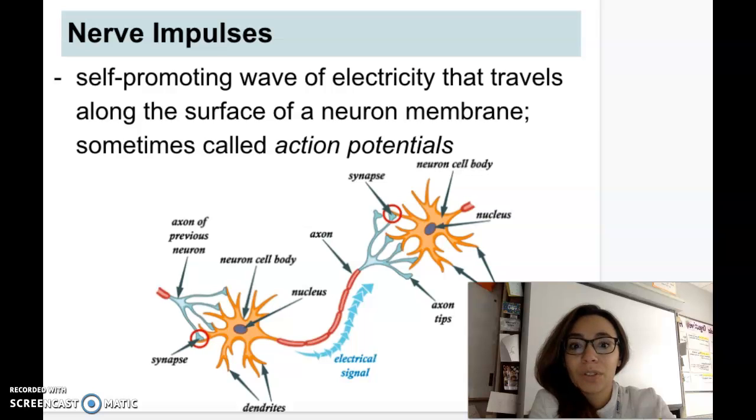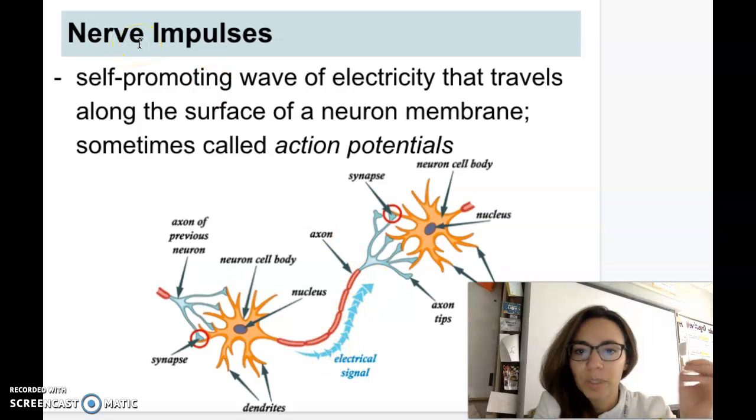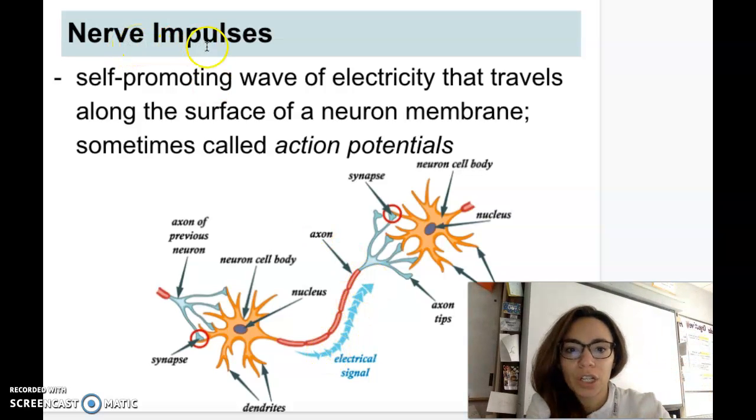So the actual function of a neuron. Nerve impulses are a self-promoting wave of electricity that travels along the surface of the neuron membrane, also called an action potential. And you guys will be modeling this week. There's an image of this here. We have the electrical signal that's traveling down. Electrical signal, nerve impulse, action potential, all those words kind of are interchangeable.